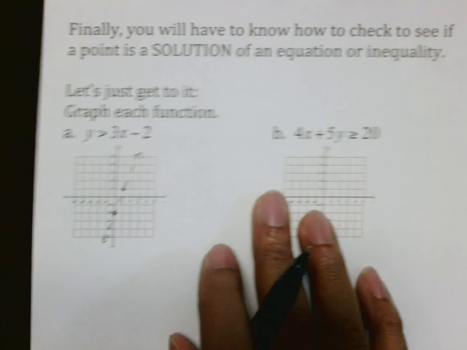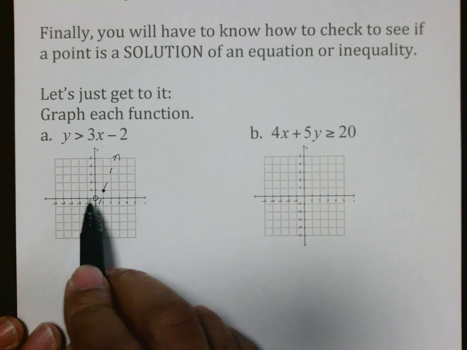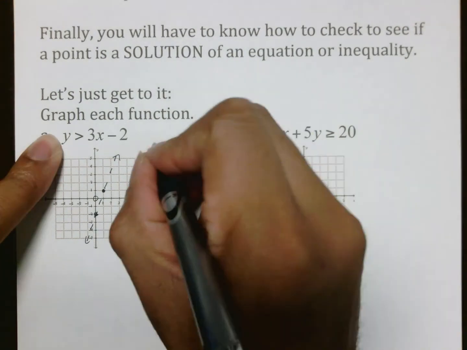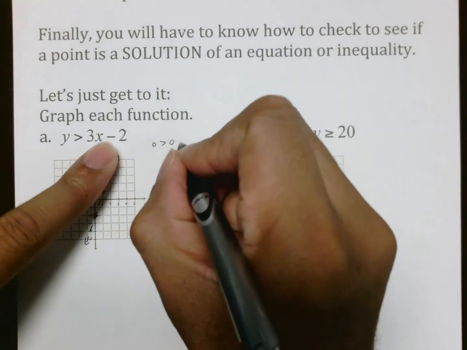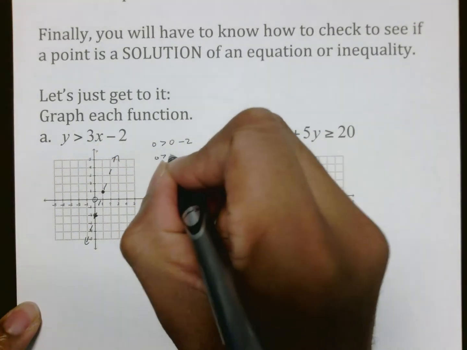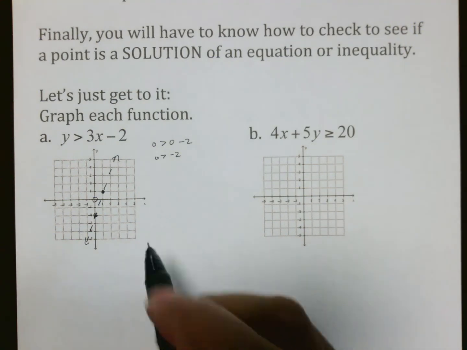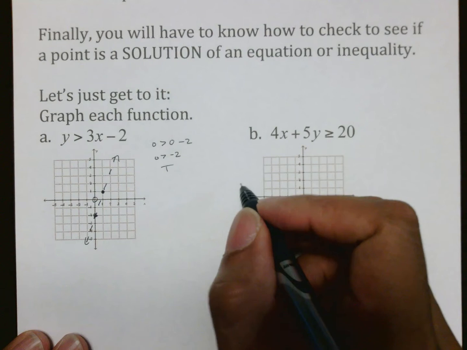Now in most situations, 0, 0 is available, which is good. That is the easiest point to test, because when you plug 0 in for y, it turns into 0. When you plug in 0 for x, that whole term turns to 0, -2. And again, what it gives me is a really quick test. 0 is bigger than -2, which is true because 0 is bigger than every negative number.